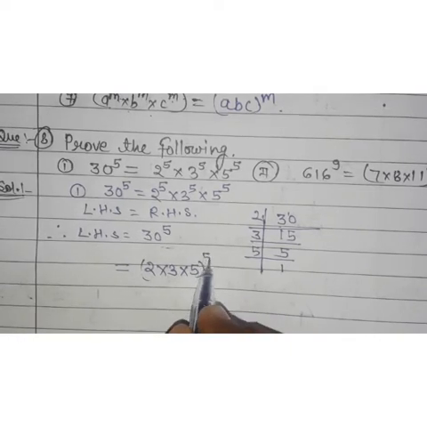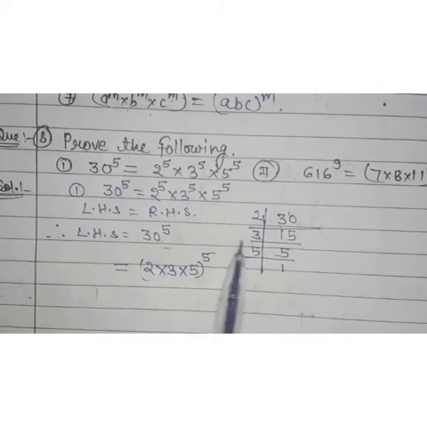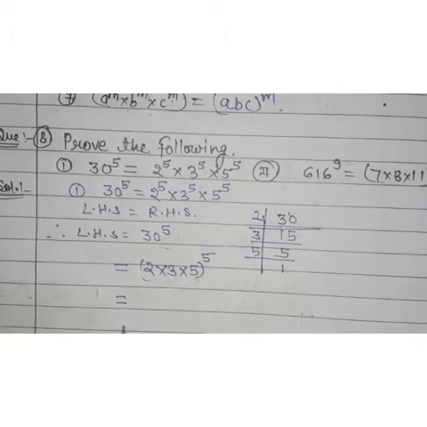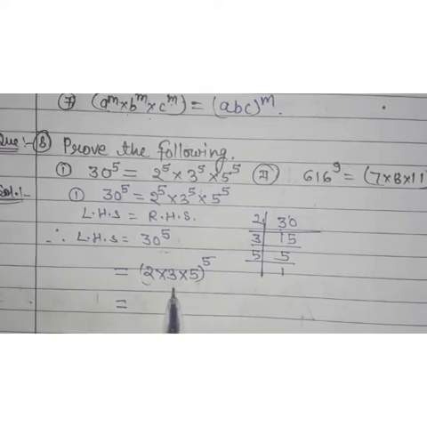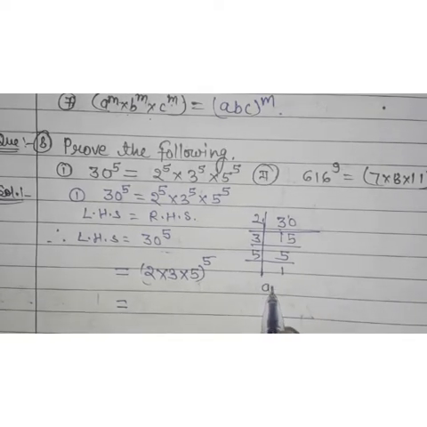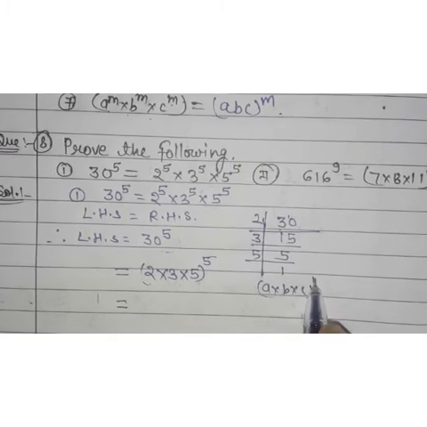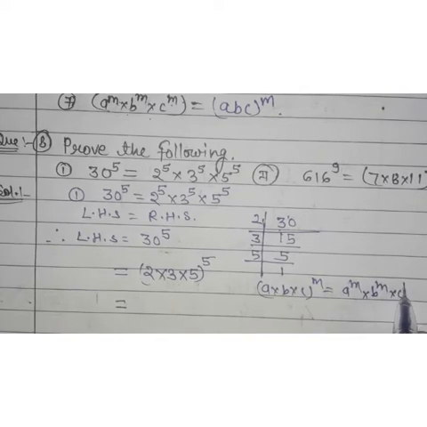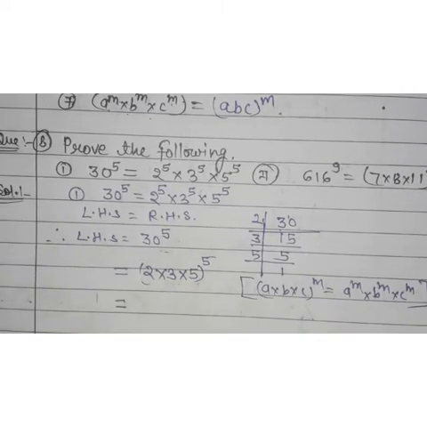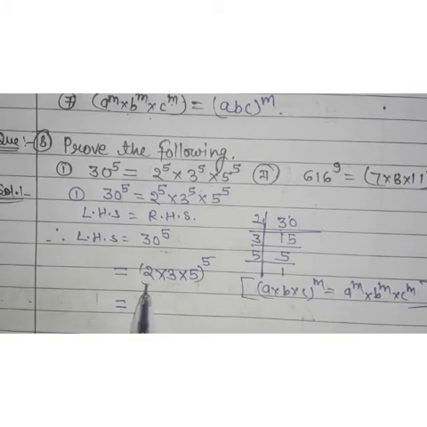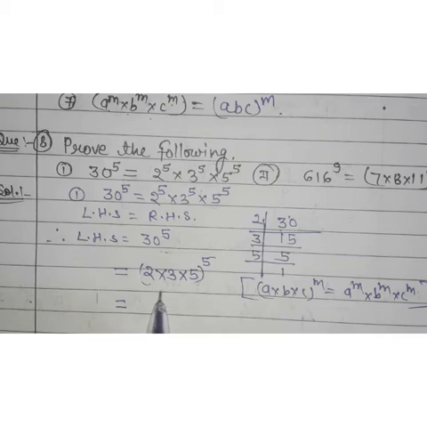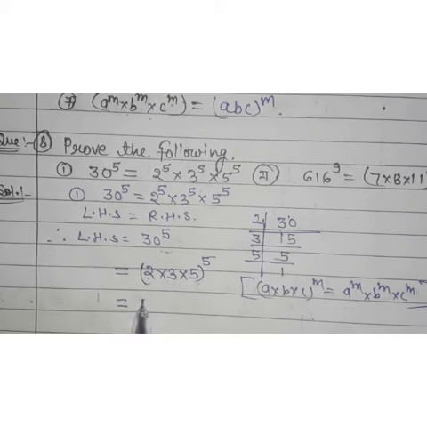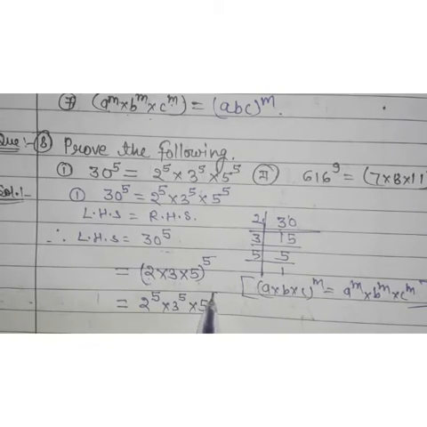Then the whole power is 5. 30 is written as 2 into 3 into 5, 2 threes are 6, 6 fives are 30. Then according to the rule, a into b into c, whole power m, we can write a to the power m into b to the power m into c to the power m. This is our rule. So we can write there 2 to the power 5 into 3 to the power 5 into 5 to the power 5.